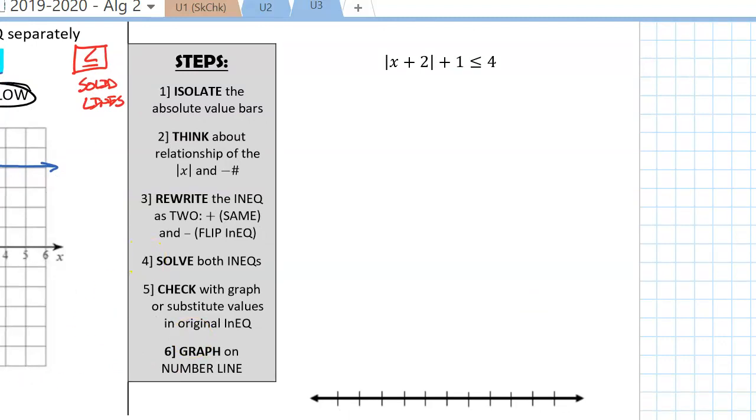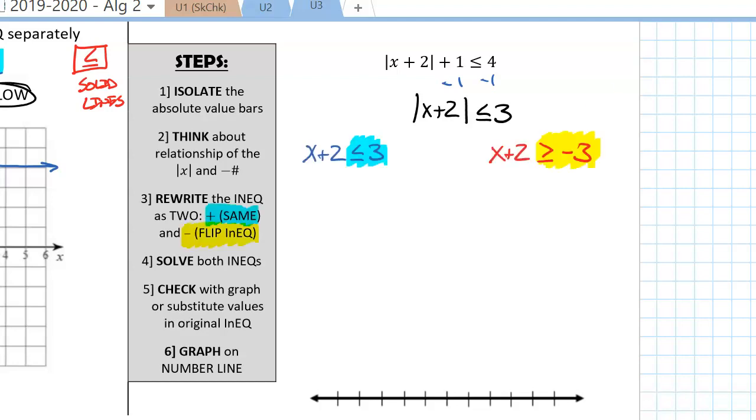So let's start off by isolating the absolute value by subtracting 1 from each side. Now that the absolute value bars are isolated, let's think about this. The absolute value is less than or equal to 3. Nothing crazy going on here. We're looking for negative relationships, and there is no negative number, so we're going to perform the split. Remember, when we perform the split, we write 2 separate inequalities: the positive case where it stays the same, and one where we make the right-hand side negative.